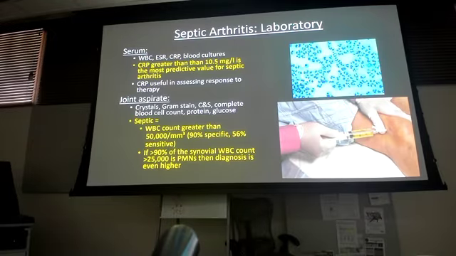Okay, septic arthritis, laboratory: ESR, CRP again, right? Blood cell count, blood cultures, before antibiotics, correct? Nothing changes. So CRP greater than 10.5, what? Milligrams per liter, okay? Don't let that throw you off.